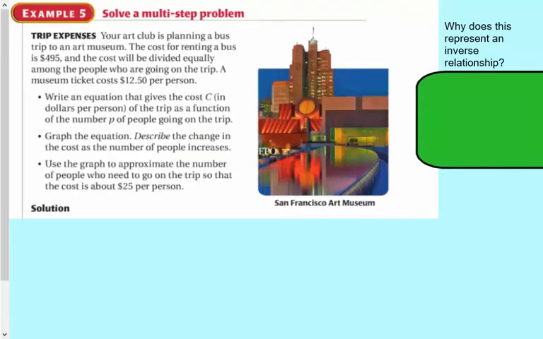Okay, and then here's another one. This is a problem out of your book. All right, so we've got a rental bus. We're going to an art museum here. The cost of the bus is $495, divided equally amongst the number of people, but the museum costs $12.50 per person.